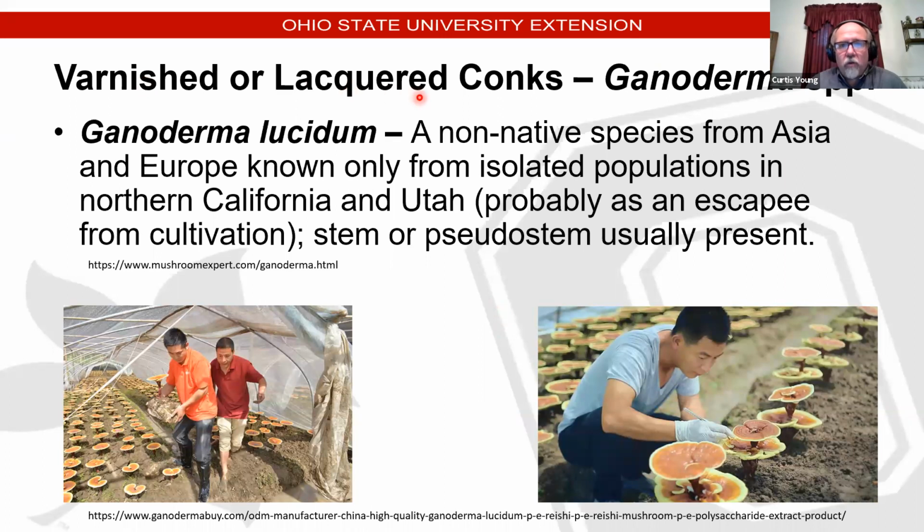There are the varnished or lacquered conchs that belong to the Ganoderma species of fungi. These are shelf fungi. They tend to be woody as they mature. And the one that is collected most frequently for folk medicine or natural medicinal purposes is Ganoderma lucidum. This is another type of mushroom that, through recent research, has been determined to almost not exist anywhere in the United States. It is an Asian and European species.